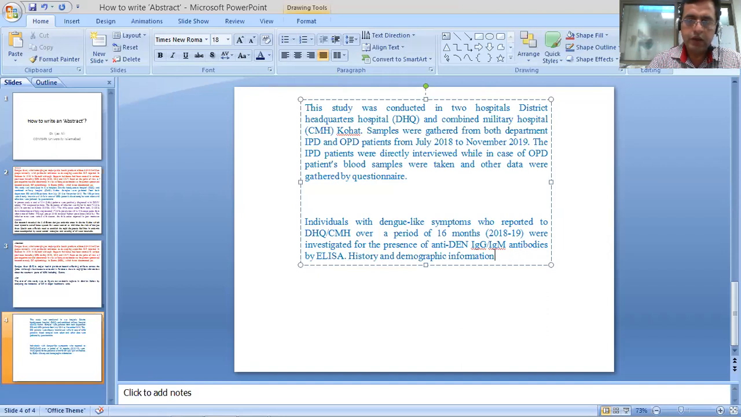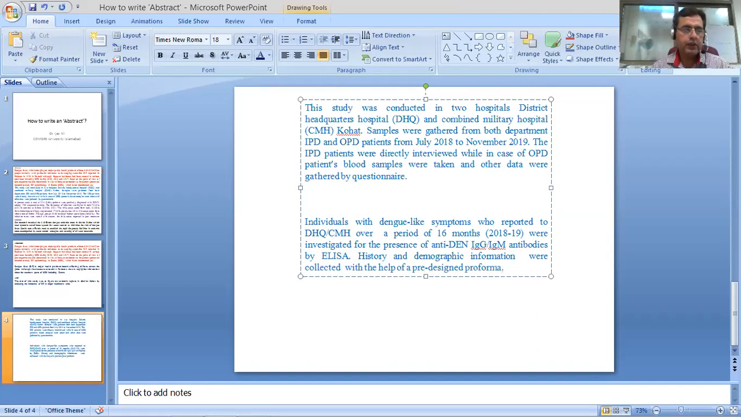You can just state that history and demographic information were collected on, or you can say with the help of a pre-designed proforma. Okay, so these are the methods that you have used.